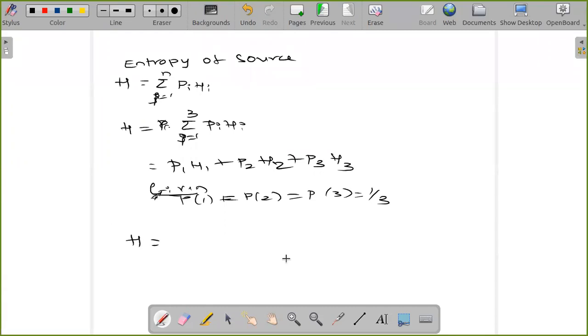Therefore, H is equal to 1.5 bits per symbol, because 1 by 3 into 1.5, plus 1 by 3 into 1.5, plus 1 by 3 into 1.5. Again, it is 1.5 bits per symbol. So that G1, G2, G3, we will see it later, after practicing more problems.